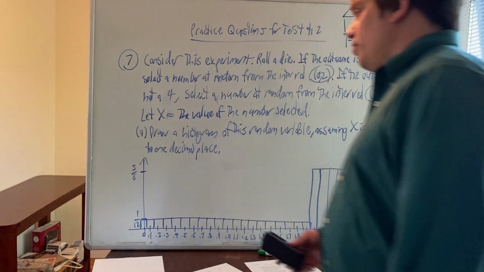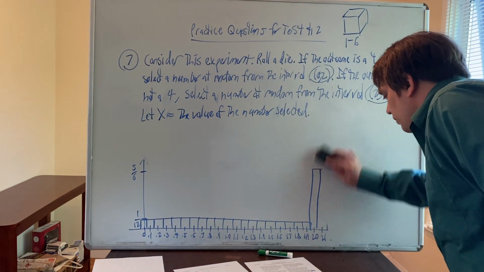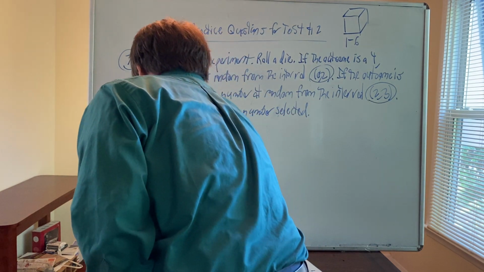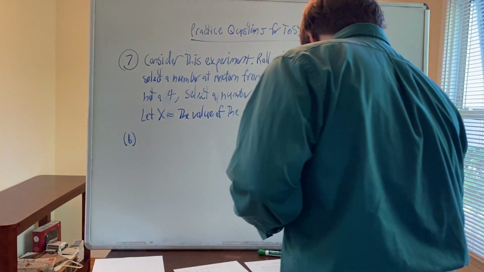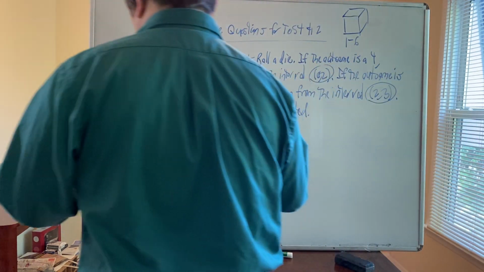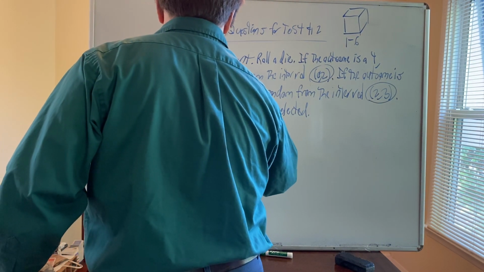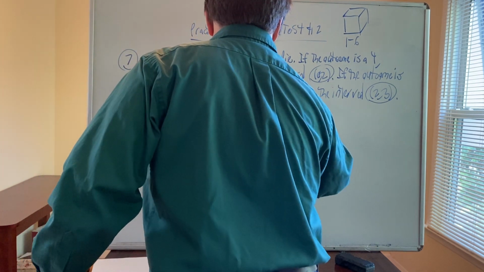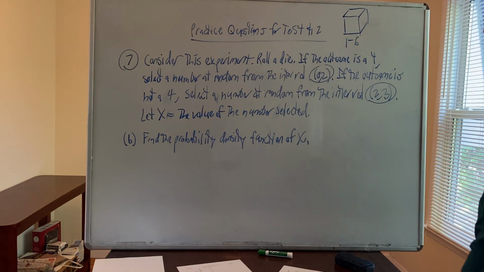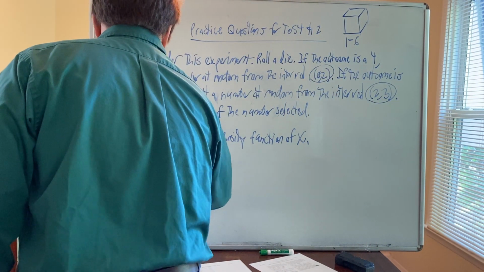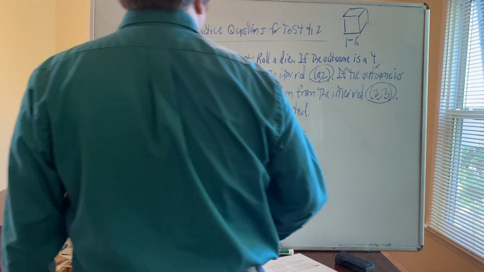Okay, so I'm going to erase this to make way for B. So we need 7 part B. For part B, it says find the probability density function of x. So find the probability density function of x. And so we pretty much are done with that already because we found the probability histogram.